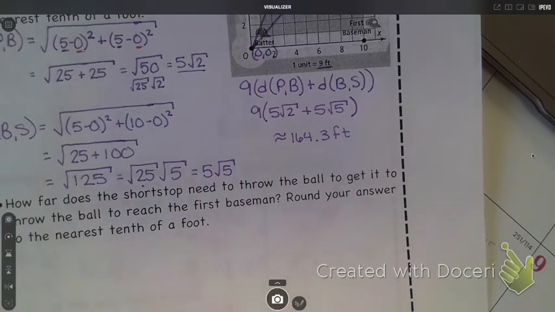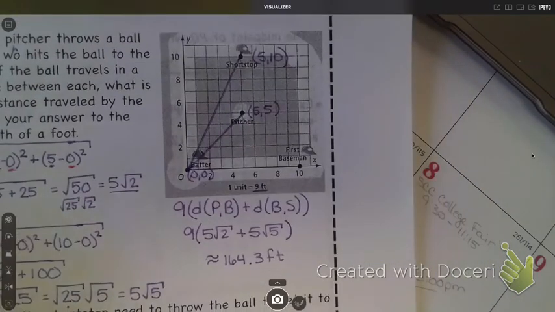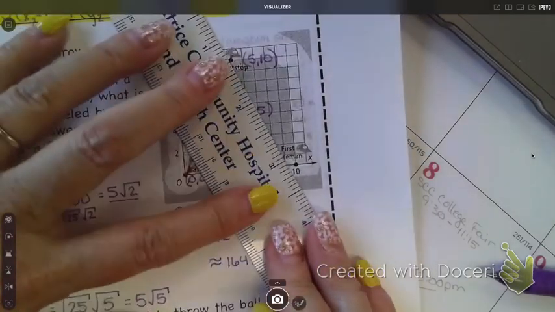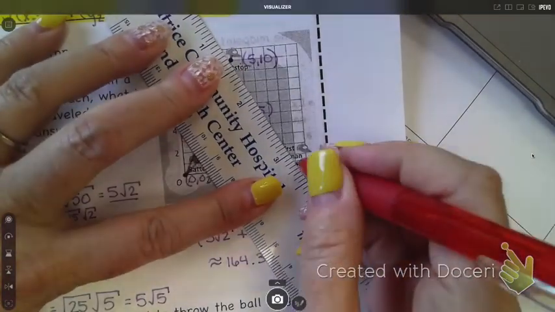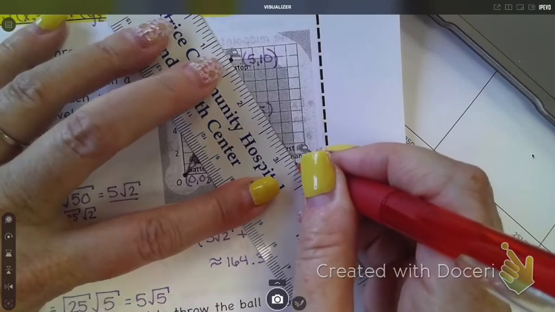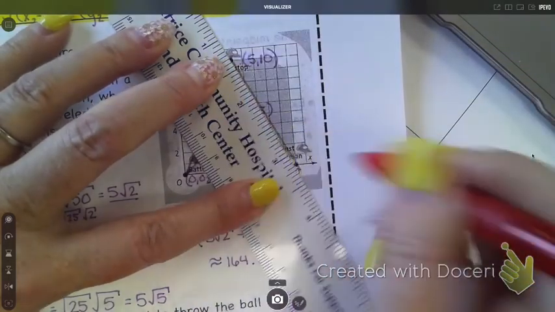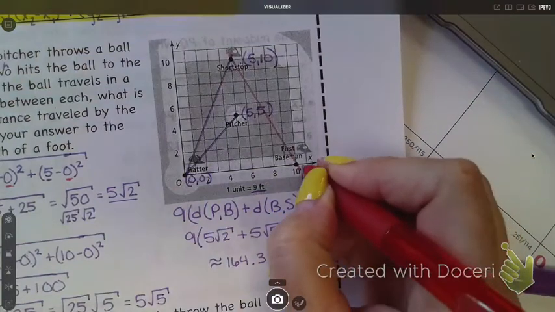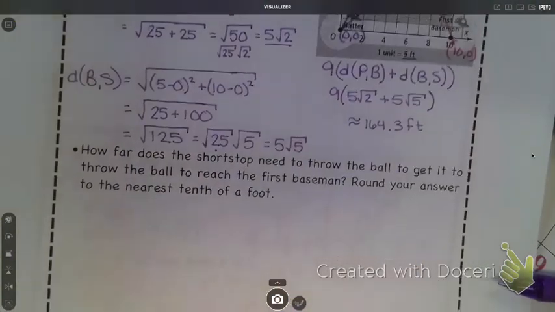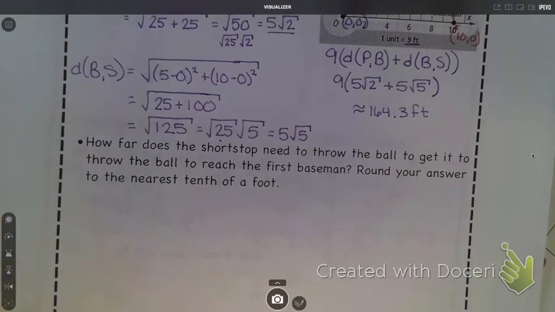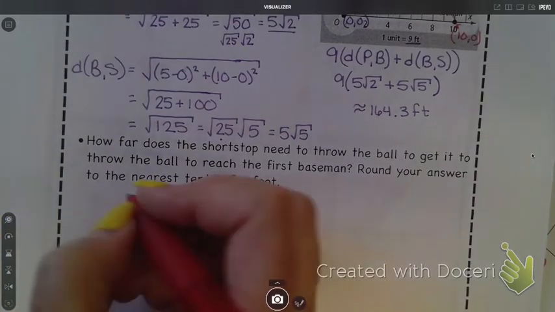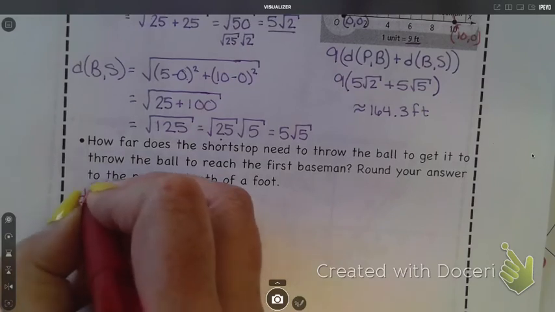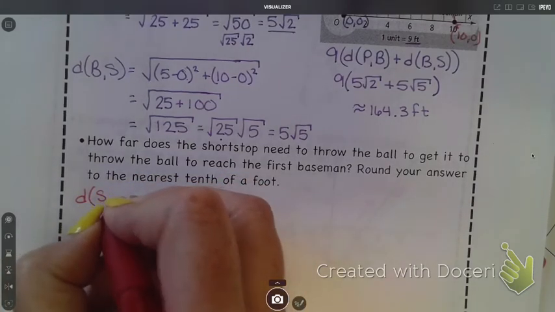Okay, so next one. How far does the shortstop need to throw the ball to get it to reach the first baseman? I don't know. So now I have to go from the shortstop to the first baseman, right? So what are the coordinates of first base? 10, 0. Yeah. You guys want to try this one on your own? Yes. Okay, you try it. I'll give you a second, and then I'll start. Actually, no. Why not? I don't know what I'm doing. Yeah, I don't either.